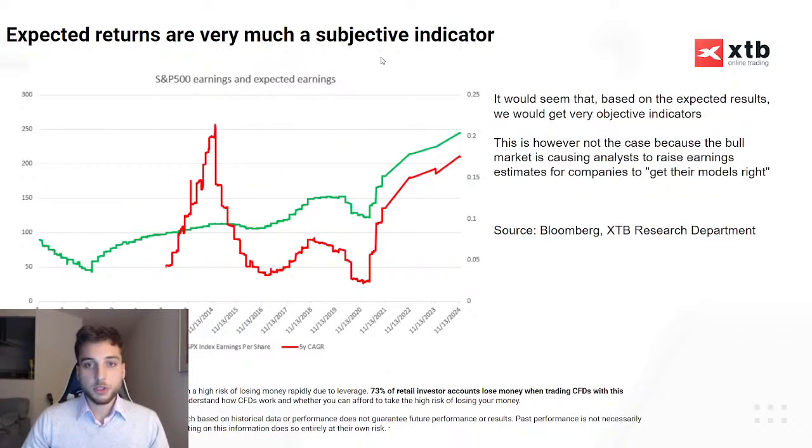Also, expected returns are very much a subjective indicator. It seems that based on the expected results, we would get very objective indicators. This is, however, not the case, because the bull market is causing analysts to raise earnings estimates for companies to get their models right. The earnings and the valuation of these companies are no longer matching, and you'll see that the price to earnings or price to sales ratio is way off compared to what it might have been in the past. Analysts are just adjusting their targets and ratings based on what's happening in the markets rather than the actual, objective expected returns data.